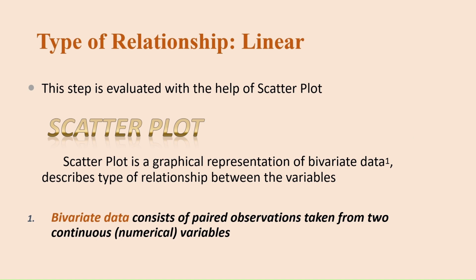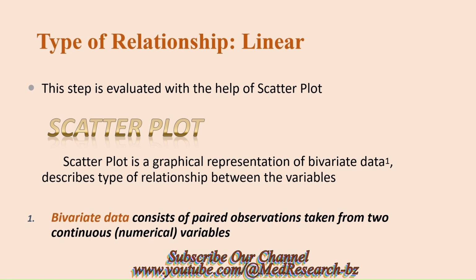Types of relationship we check with the scatter plot, for linearity. A scatter plot is a graphical representation of bivariate data that describes the type of relationship between the variables. The bivariate data consists of paired observations taken from the two continuous variables.